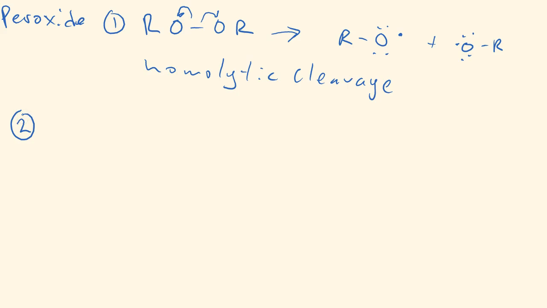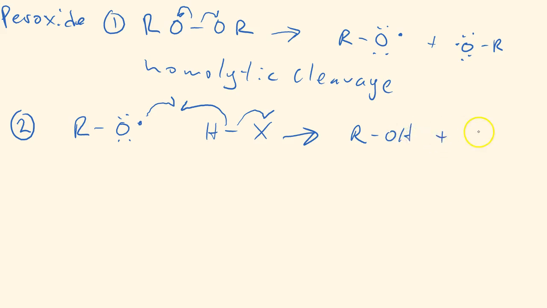The second step, we have one of these RO radicals performing hydrogen abstraction on our halo acid. Okay, so you need 3 fishhooks for this. That's forming a bond between the RO and the H to make an alcohol. And then we're also going to get a halogen radical, because one of the electrons in that bond ends up on the X atom. So we get ROH, that's our alcohol, plus halogen radical.